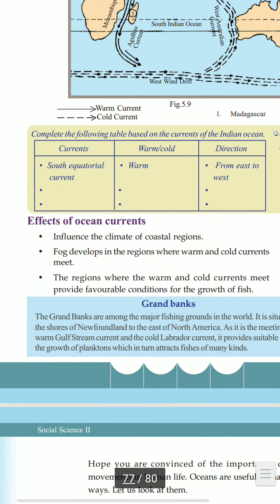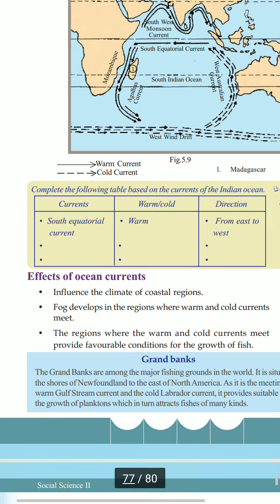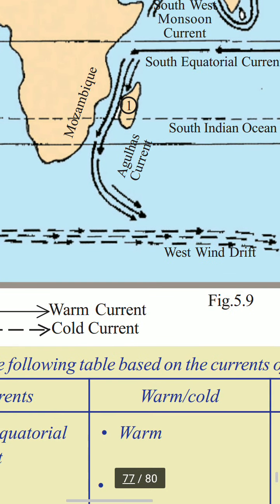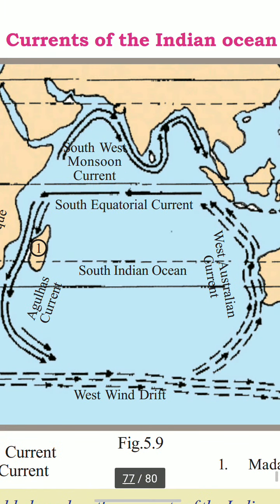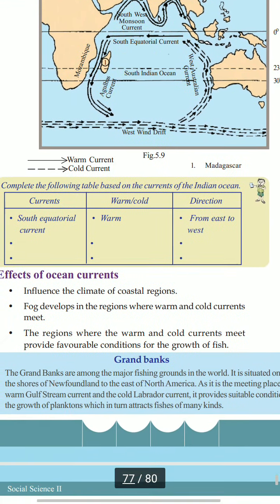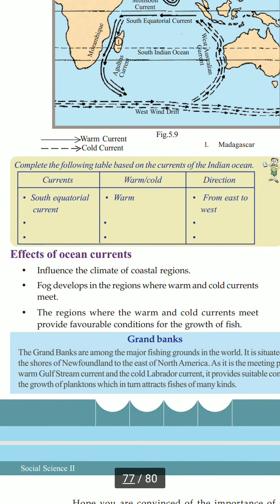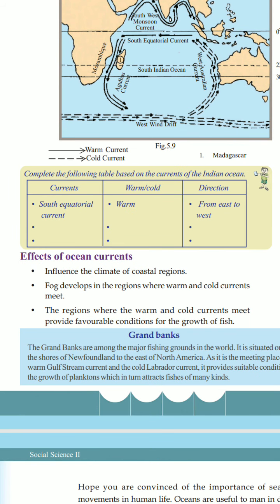So what are the effects of ocean currents? It influences the climate of coastal regions. Fog develops in the regions where warm and cool currents meet. Where both currents meet, what happens? Fog will develop. You can see here, these are the regions where warm current and cool current meet. The regions where the warm and cool currents meet provide favorable conditions for the growth of fish. Where both currents meet, it will help for the growth of fish.